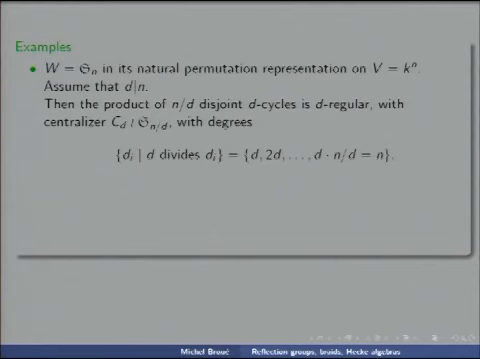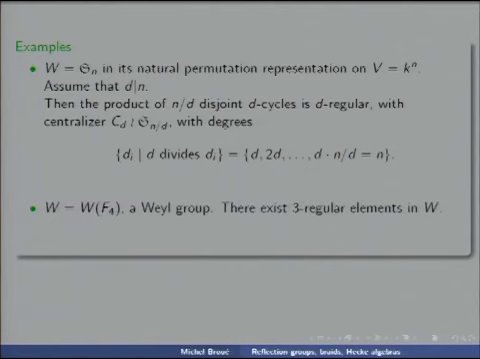It's very easy. You can compute that it has a regular eigenvector for the d-th root of unity, and its centralizer is precisely this wreath product C_d wr S_{n/d}. And we have already seen that this group is a finite reflection group. And the set of degrees is exactly the set of degrees d_i such that d divides d_i. And you can check once again that the product of the degrees equals the cardinality of the group.